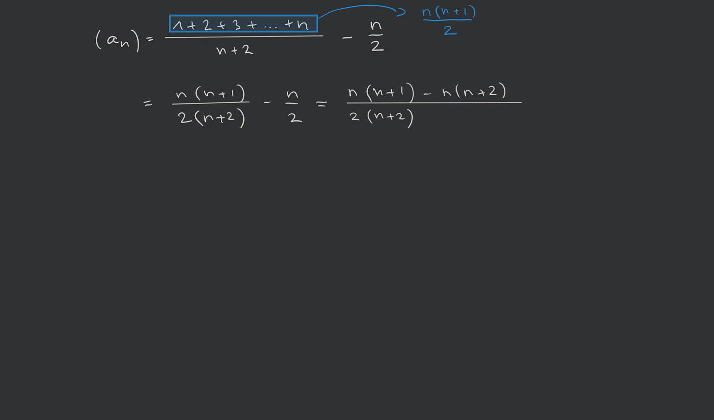There we go. Now we can simplify the numerator by first expanding the multiplications, which is n squared plus n minus n squared minus 2n, over 2 times (n plus 2).